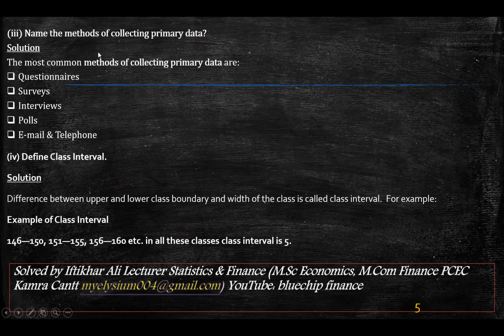Name the methods of collecting primary data. The most common methods for collection of primary data are questionnaires, surveys, interviews, polls, emails and telephone, SMS, etc. Define class interval. Difference between upper and lower class boundary, the width of the class, is called class interval. For example, 146 to 150, 151 to 155, 156 to 160, etc. In all these classes, class interval is 5.